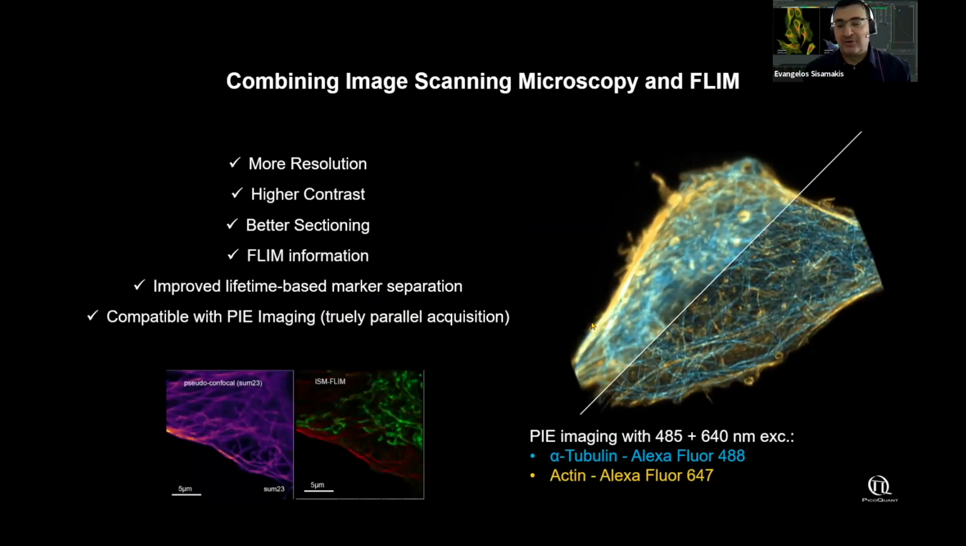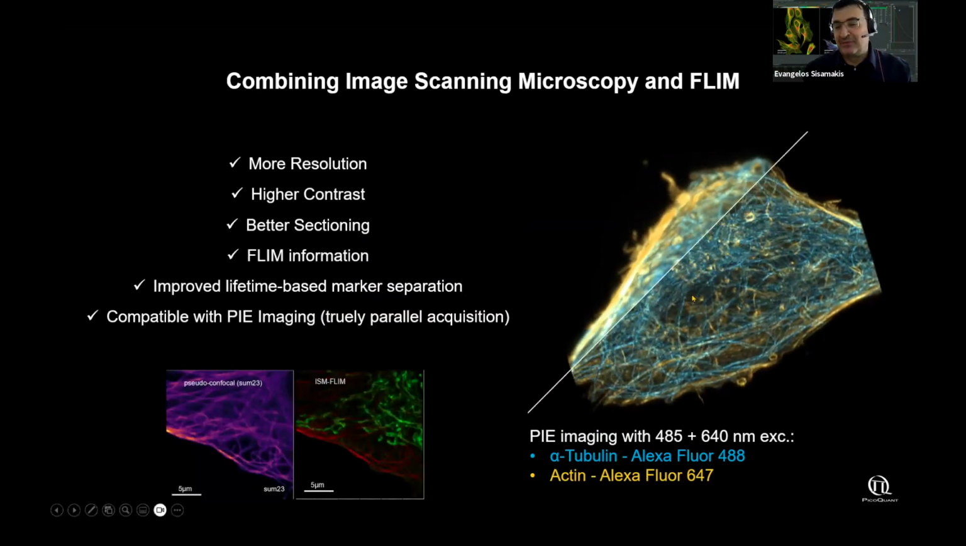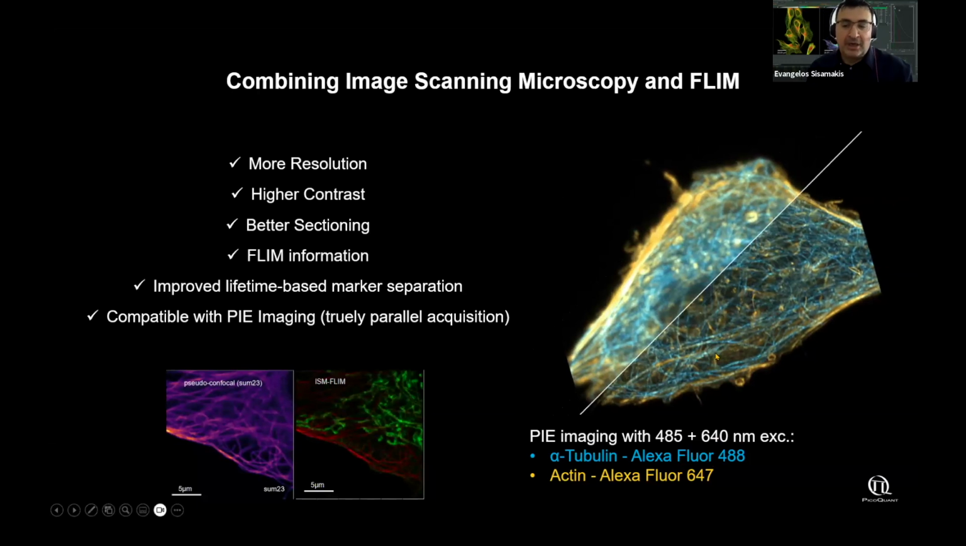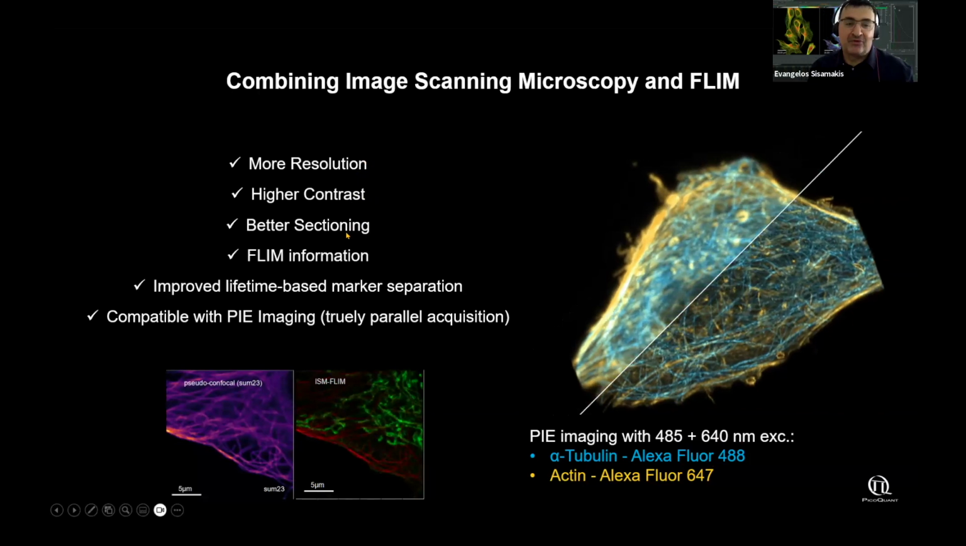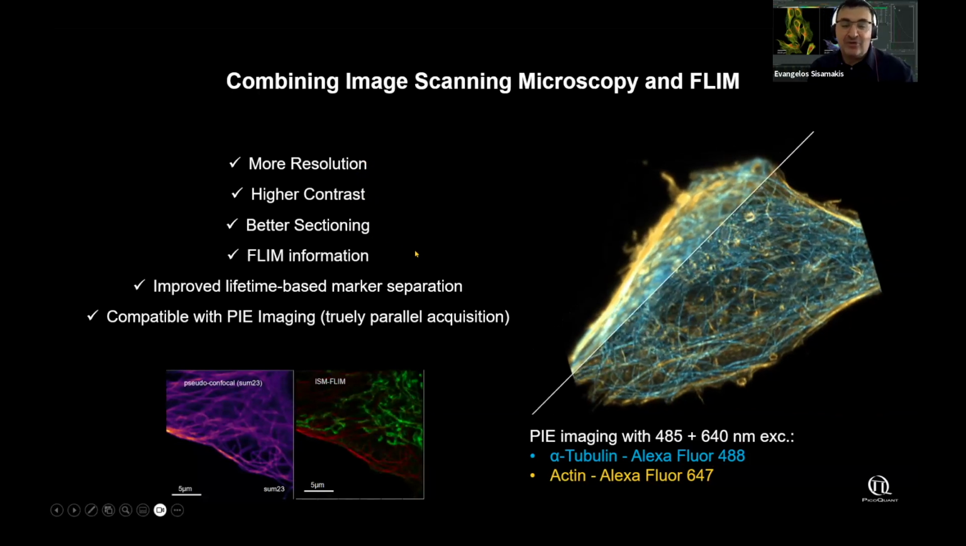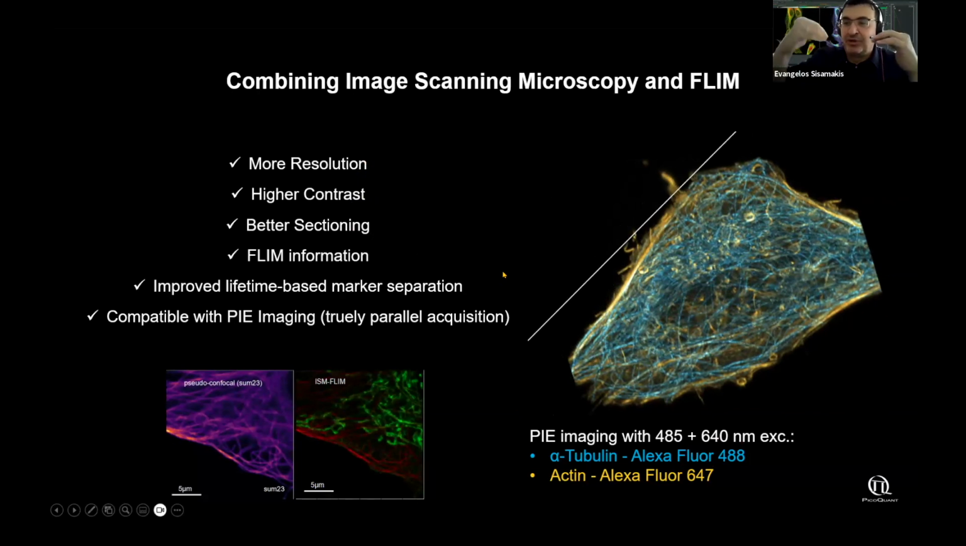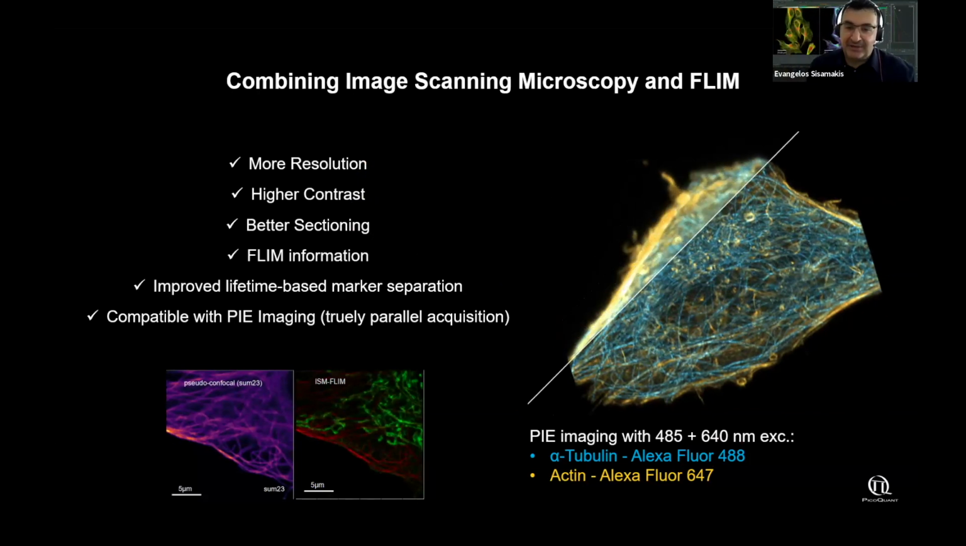And here you can see these results. For example, here you can see the confocal image, and here you see what one can get when implementing image scanning microscopy with species separation, including the time information. So we have more resolution, higher contrast, better sectioning, and you actually get even improved lifetime-based marker separation just because you reject the out-of-focus light.